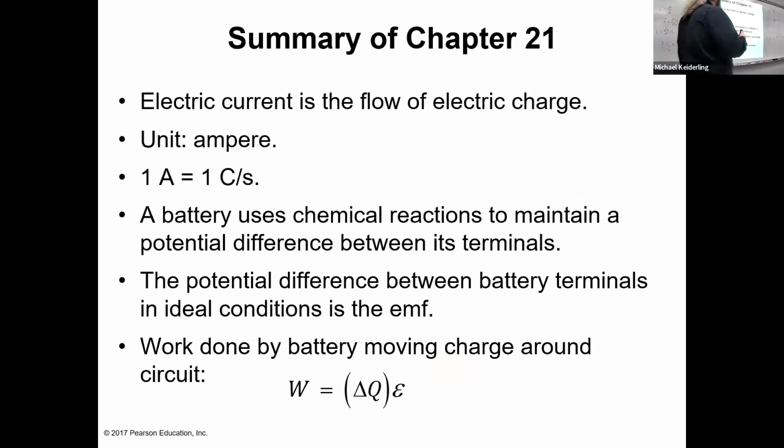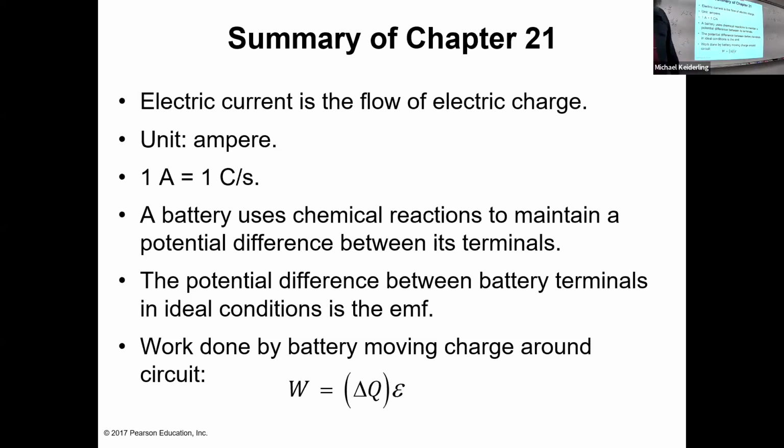So that's the end of chapter 21. Electric current is the flow of electric charge. The unit for electric current is the ampere. 1 ampere is 1 coulomb per second. A battery uses chemical reactions to maintain a potential difference between its terminals. Potential difference between battery terminals in ideal conditions is the EMF, which is electromotive force, which is not a force. It's a potential difference. Sometimes things have terrible names.